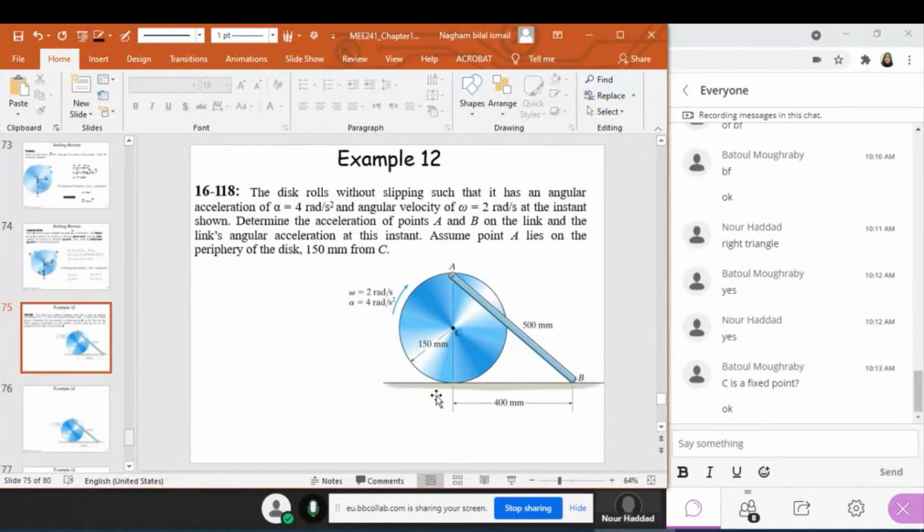I have a rolling disk here without slipping, such that it has an angular acceleration of alpha equal to 4 radians per second squared, and an angular velocity of omega equal to 2 radians per second at the instant shown. Determine the acceleration of points A and B on the link, and the link's angular acceleration at this instant. Assume point A lies on the periphery of the disk 150 millimeters from C. Right? So, guys, I have a rolling disk. Now, let's focus on this rolling disk.